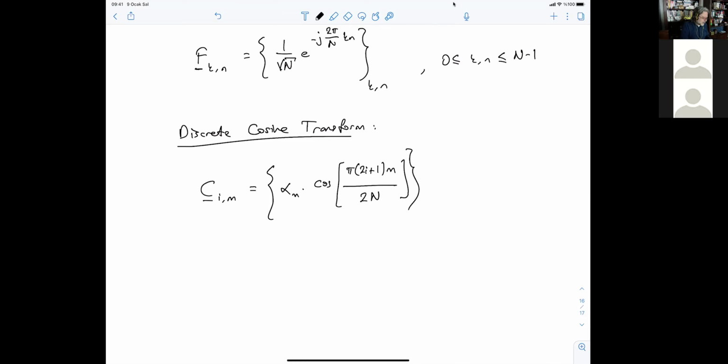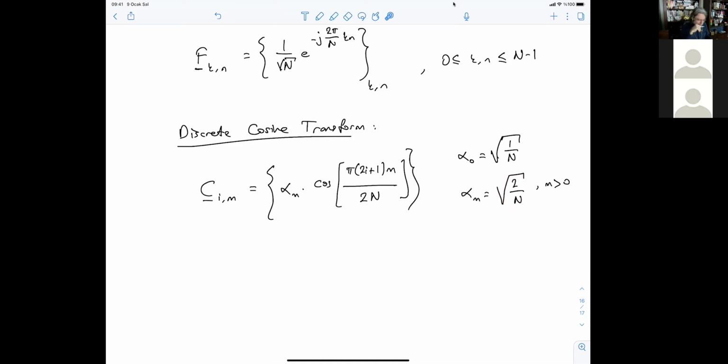So you may ask, what is alpha? Alpha m is, unfortunately, and I will explain why it's like that, conditional. The alpha 0 value is different. It is equal to the square root of 1 over capital N. For all other m, alpha m is equal to the square root of 2 over capital N if m is greater than 0. So it is usually the square root of 2 over capital N, or square root of 2 over square root of capital N.